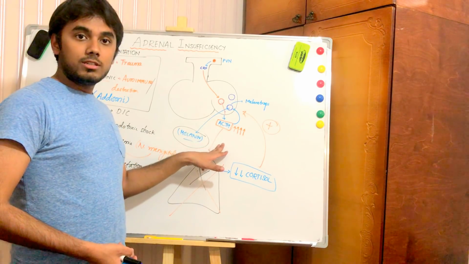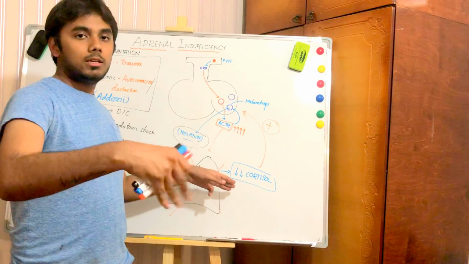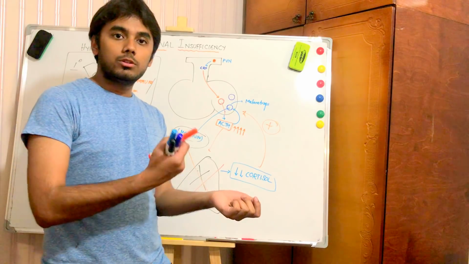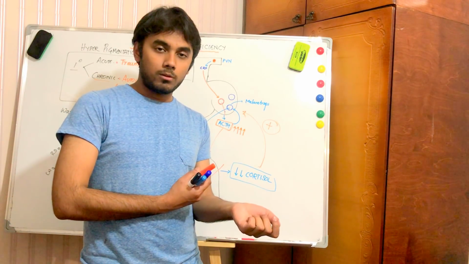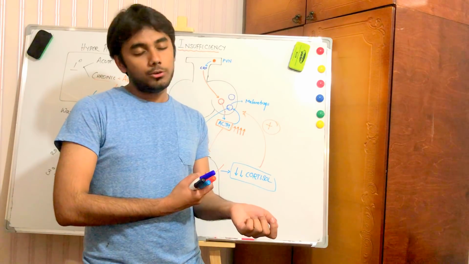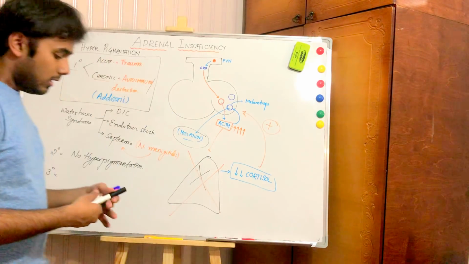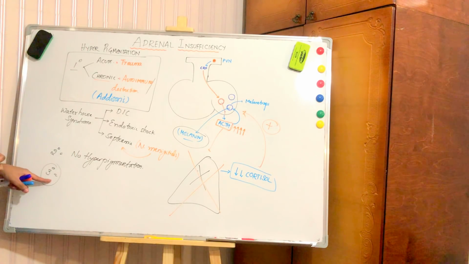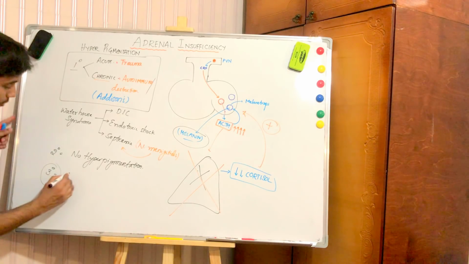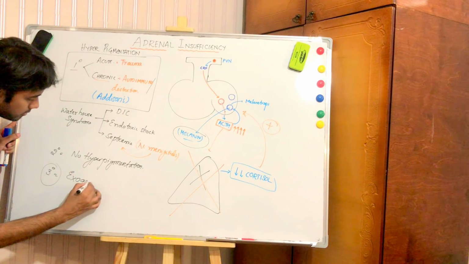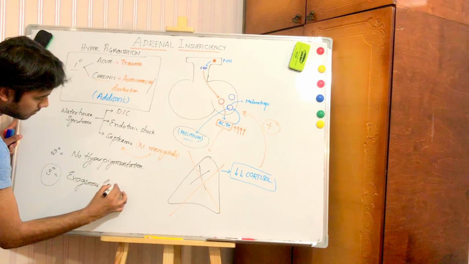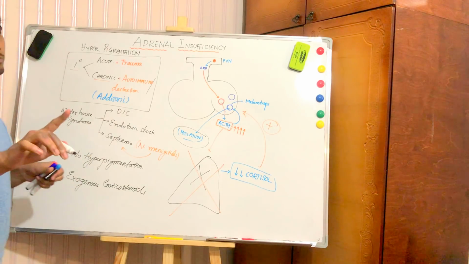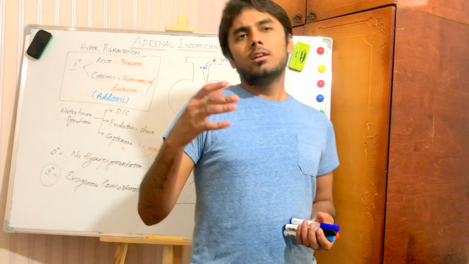When there is decreased secretion of ACTH, what happens? Obviously, in a period of time, adrenal gland also will not release cortisol. As a result, exogenous corticosteroids lead to adrenal insufficiency in this way. Anyways, it's not important, but you just need to know what is tertiary adrenal insufficiency. Tertiary adrenal insufficiency is due to exogenous corticosteroids.